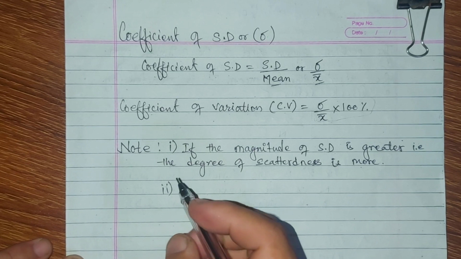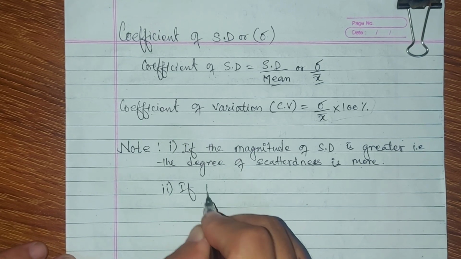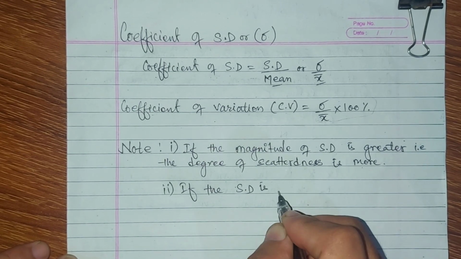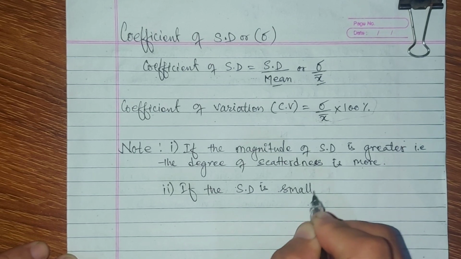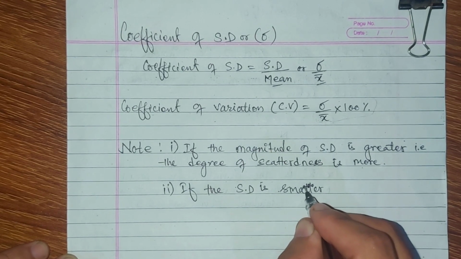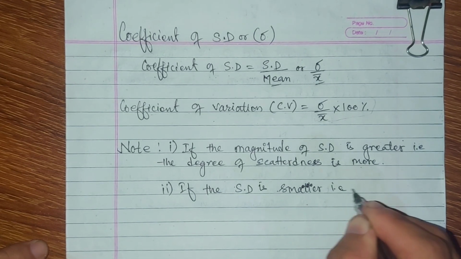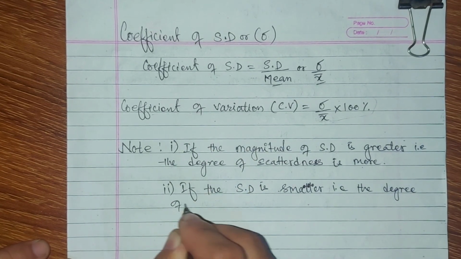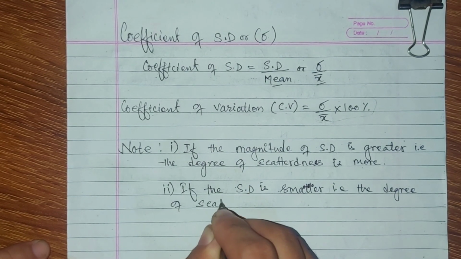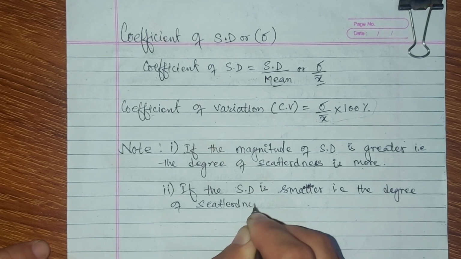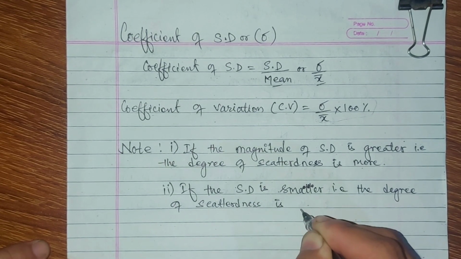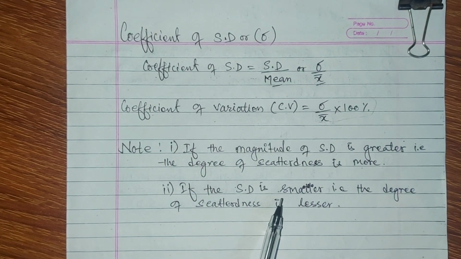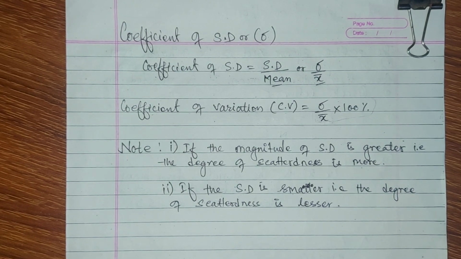Second note, if the standard deviation is smaller, that is the degree of scatteredness is lesser. यदि standard deviation is smaller values, data is less spread out.